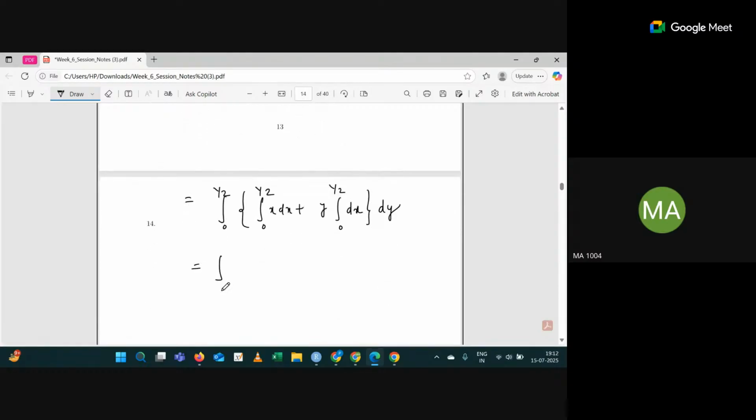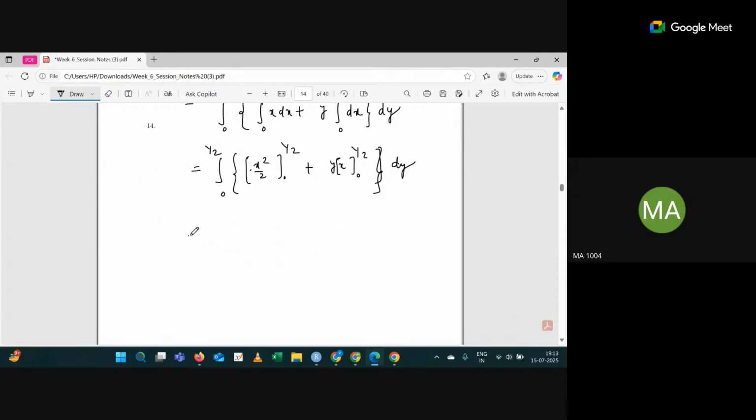Yes. Then 0 to 1/2, it will be x squared by 2, 0 to 1/2, and this will be y into x, from 0 to 1/2, and this part will be dy, from 0 to 1/2. This will be 1/8, right? Plus y/2 dy. Yes or no? Okay.